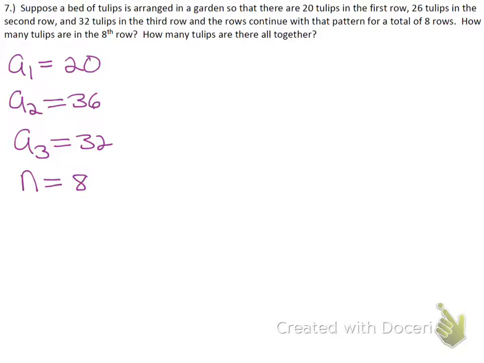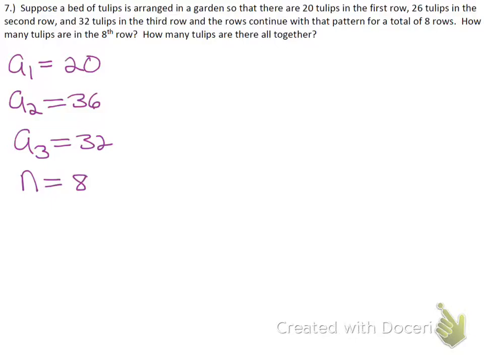So we know that the first row contains 20 tulips, the second row contains 26, the third row contains 32, and there are 8 total rows, or n equals 8. Our first question is asking how many tulips are there in the 8th row. So we are looking for a sequence.